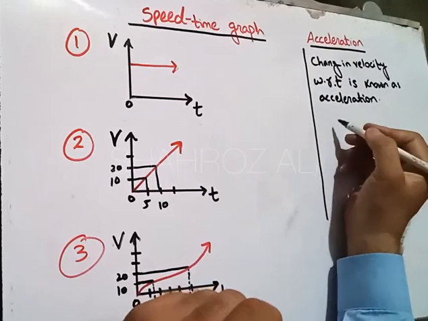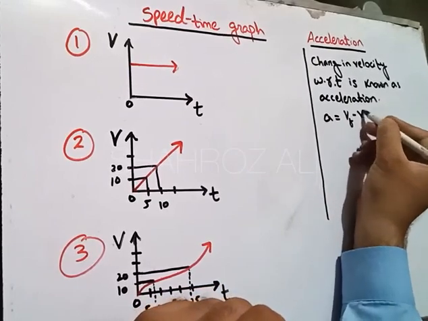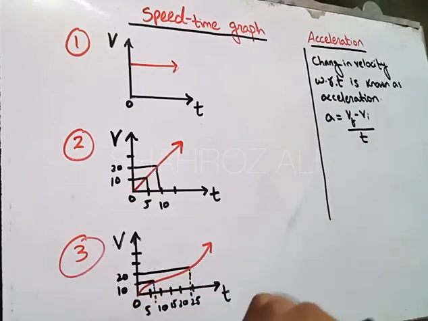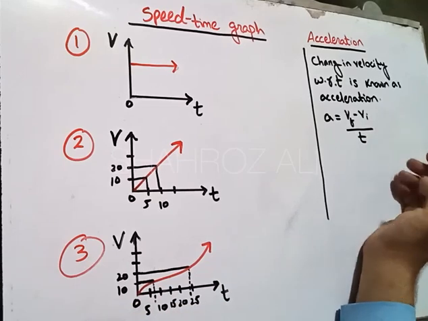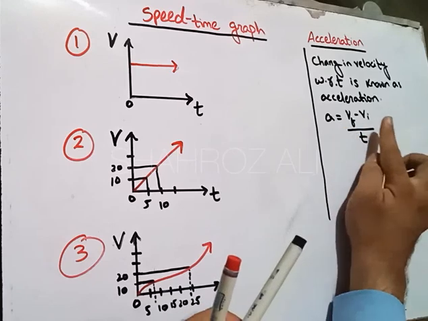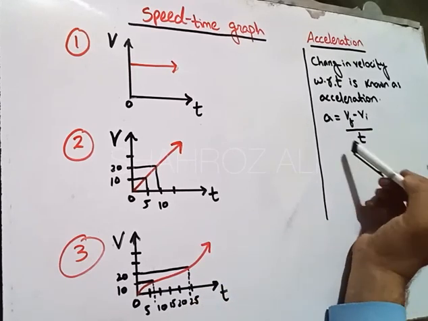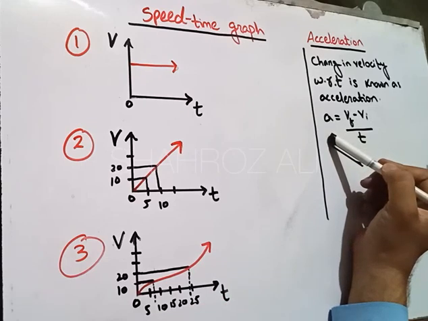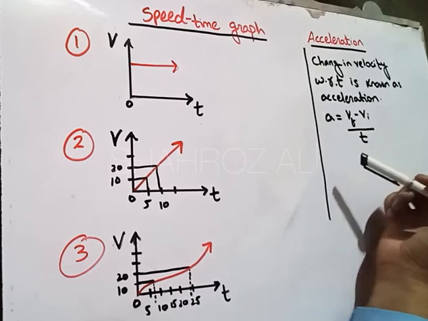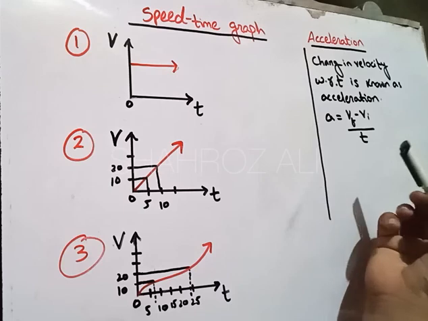The equation of the acceleration is a equals Vf minus Vi over t. What is Vf and what is Vi? Why are two velocities written? Vf is the final velocity and Vi is the initial velocity. So final minus initial velocity over time is known as acceleration. Acceleration will be produced if the body is changing its velocity. Simply, students, if the body is changing its velocity, then acceleration is produced.